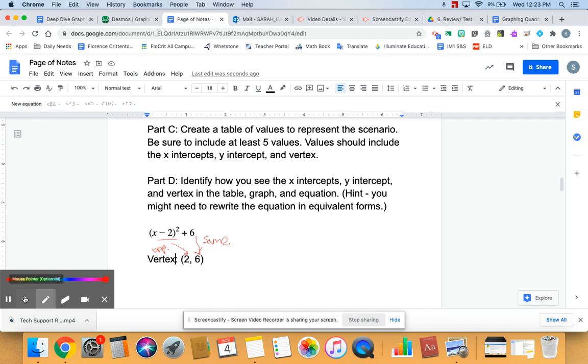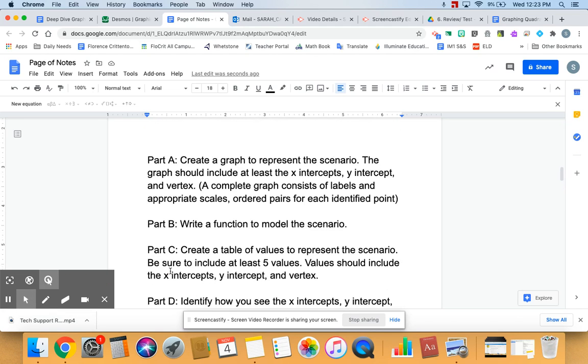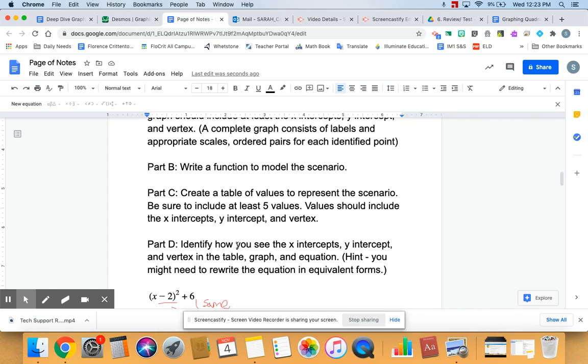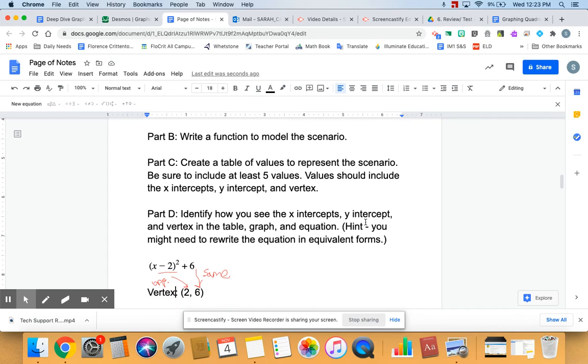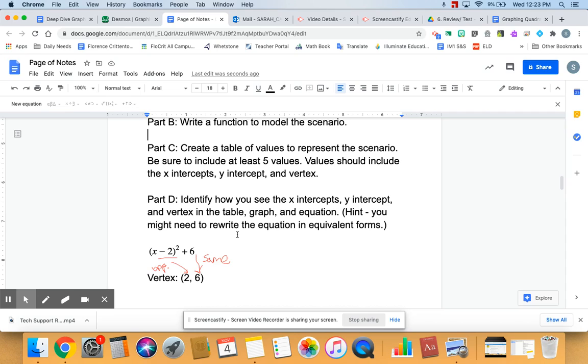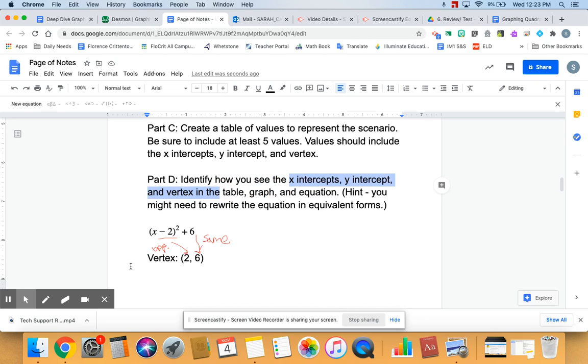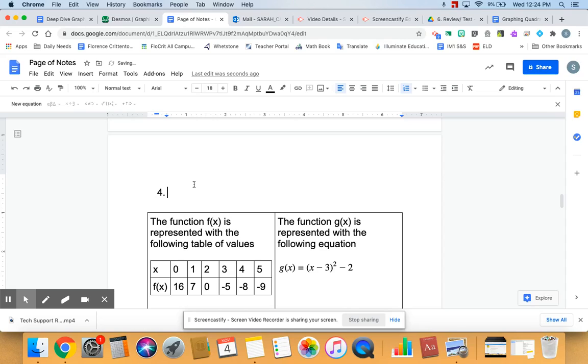So this question is a lot of work because they want you to take the situation, graph it, and then identify the x-intercept, y-intercept, and vertex in all 3 forms. It's easy in the table and graph. But in whatever equation you come up with, you have to rewrite that equation in all 3 forms. So if you start with vertex form, you have to put it into standard form and then factored form to point out where you can see them all quickly in the equation. It's a lot of work.